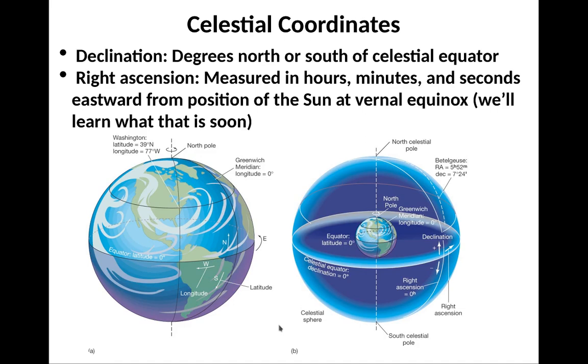Now we have some idea of what the celestial sphere looks like. You can divide up the celestial sphere in a similar way that you divide up the Earth into latitude and longitude. There's declination, which is degrees north or south of the celestial equator, the equator over which the celestial sphere rotates, which is the same as the Earth's equator. And right ascension, which measures hours, minutes, seconds eastward from the position of the sun at vernal equinox. We'll figure out what that means soon enough.